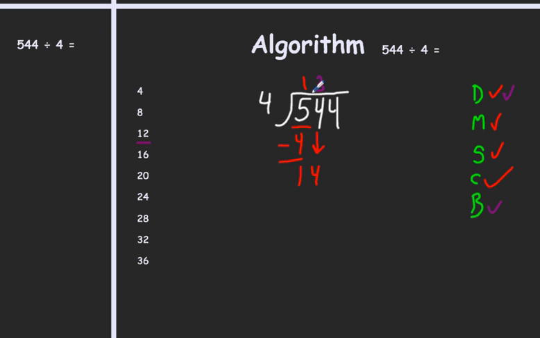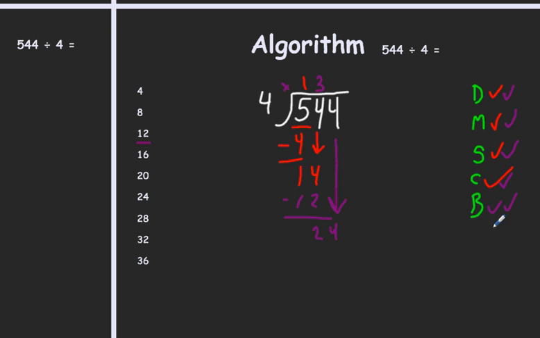Multiply. 3 times 4 is 12. So multiply, good. Subtract. 4 minus 2 is 2. 1 minus 1 is nothing, or 0. All right, so good. So I subtract, and now I'm going to check. Is 2 smaller than 4? Yes, it is. So check my check. And now I'm going to bring down the last 4. Bring down the 4. So I brought it down.